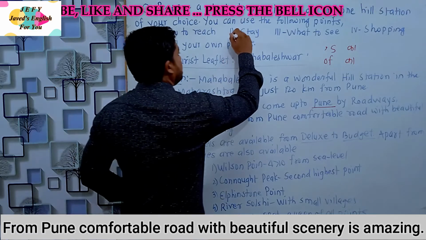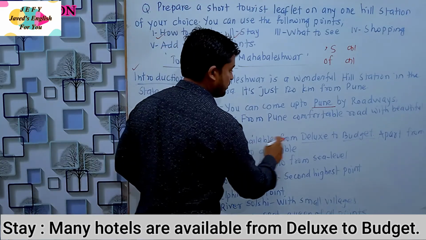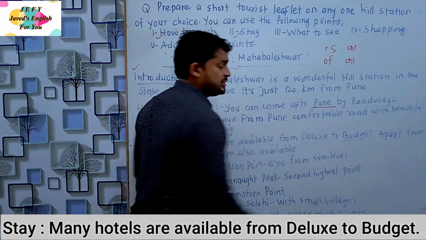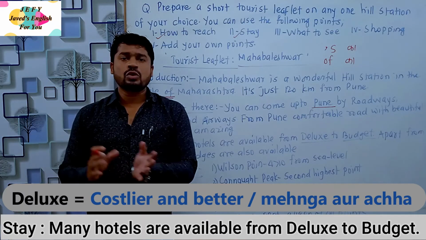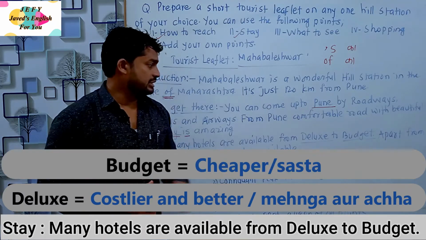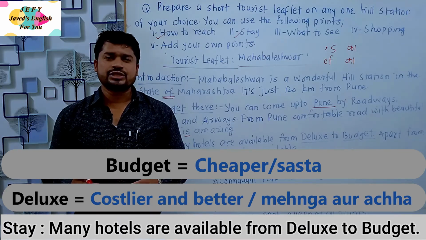The second point, stay. Many hotels are available from deluxe to budget. Now there are these two terms in practical usage. Deluxe is used for costly things, and budget is used for things which are not very costly, which are in your budget.